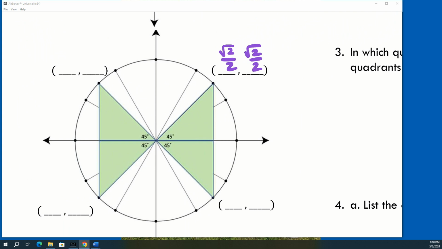All right, and so the pattern is going to be the same. In quadrant 2, the x is going to be negative. In quadrant 3, they're both going to be negative. And then in quadrant 4, the y is going to be negative.